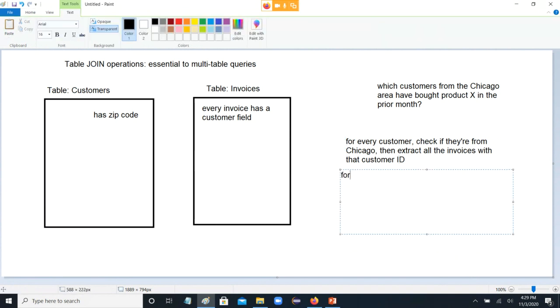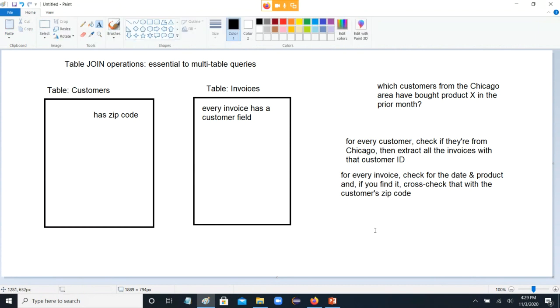Or you could do it the other way. For every invoice, check for the date and product, and if you find it, cross-check that with the customer zip code. Okay, that one, odds are that's probably faster, but it's hard to know for sure without detail about the systems. Anyway, the point is, in a sense, you're cross-comparing the entire two tables.